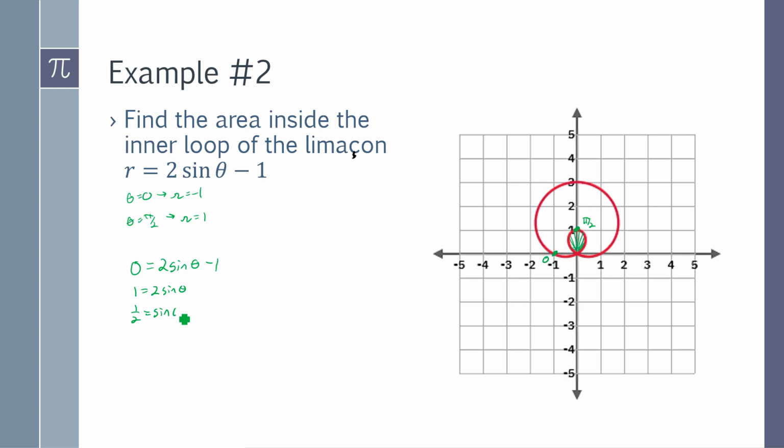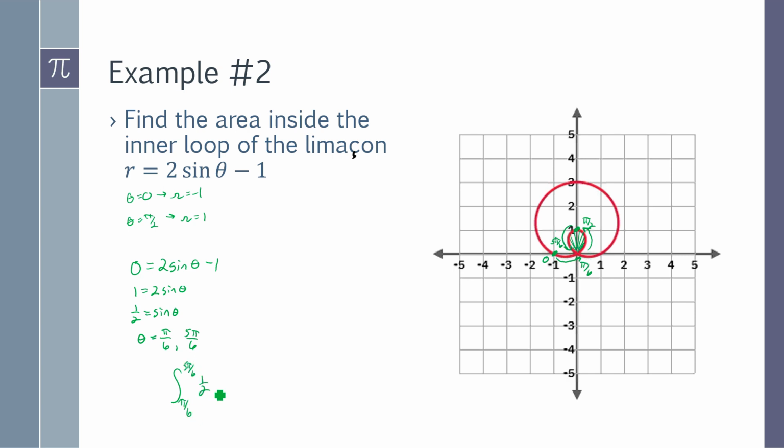The loop starts and stops when the sine of theta is 1/2. So I think to myself, what angles have a sine of 1/2? Pi over 6 has a sine of 1/2, as well as 5 pi over 6. So pi over 6 is when I'm going into the loop. Then I go to pi over 2, and then I come around to the origin again, and at 5 pi over 6, I'm back at the origin. That tells me that for my bounds, I'm going from pi over 6 to 5 pi over 6.